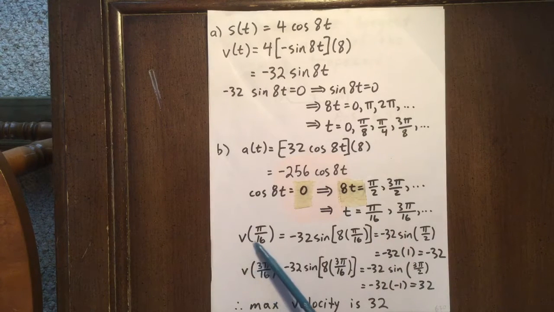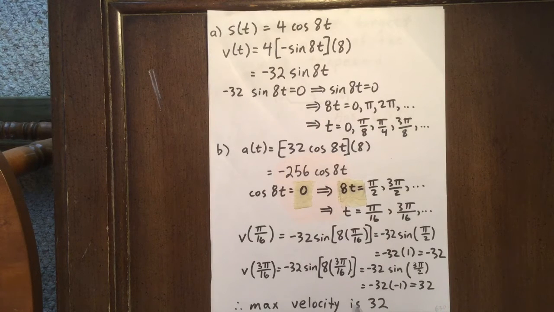When t is pi over 16, the velocity is negative 32 sine 8 times pi over 16. In other words, negative 32 sine of pi over 2, which is negative 32. When the time is 3 pi over 16, subbing that in, this gives us 3 pi over 2. Negative 32 sine 3 pi over 2 is negative 32 times negative 1, which is positive 32.